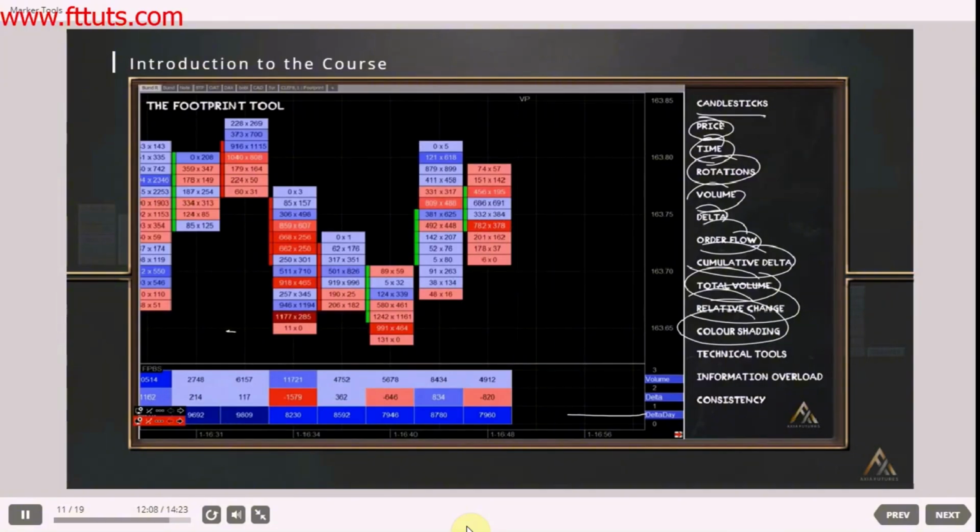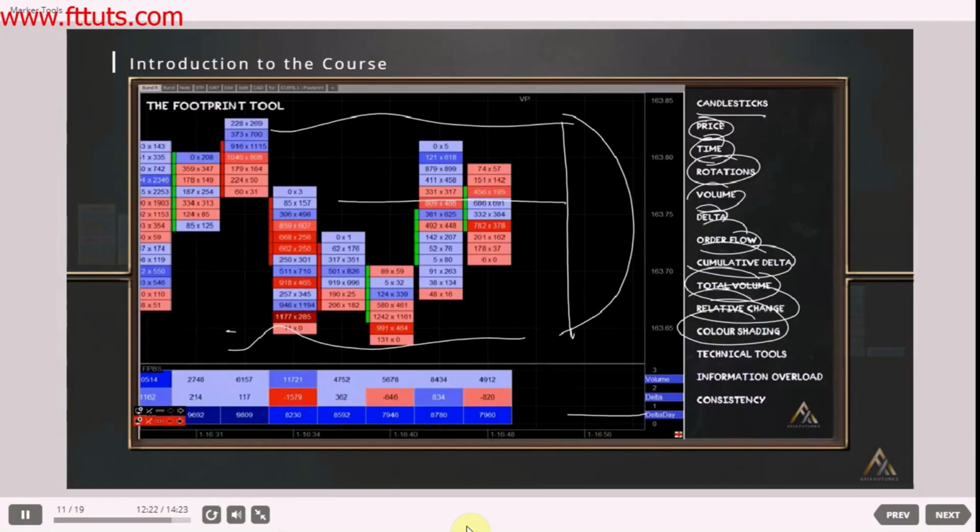Now, in terms of the next aspect, what we can add on to this chart is traditional technical tools. We could very easily add a market profile onto the right side. We could have the volume weighted average price. We could have the Bollinger Bands. We could have all sorts of trading tools on this footprint tool. However, and this brings me to the next point, be very, very careful in trying to add traditional trading tools to the footprint. And I'll tell you why.